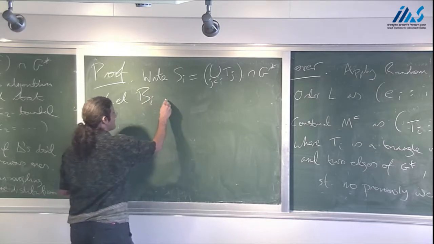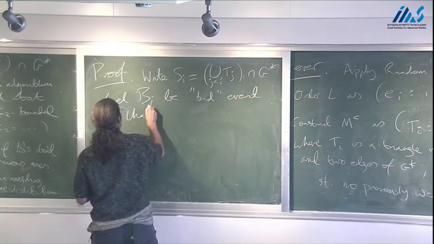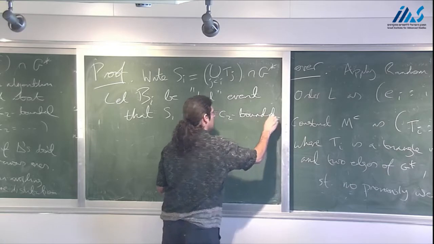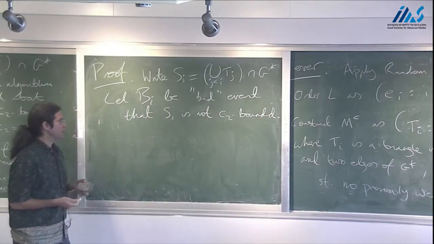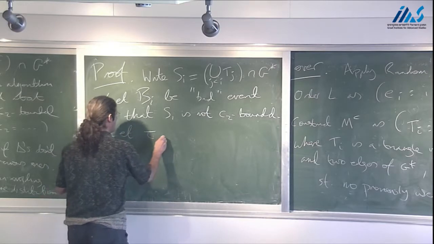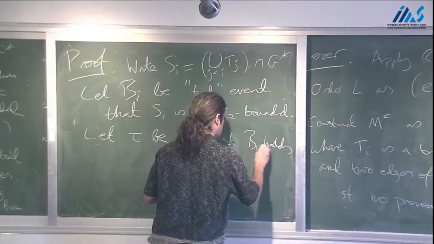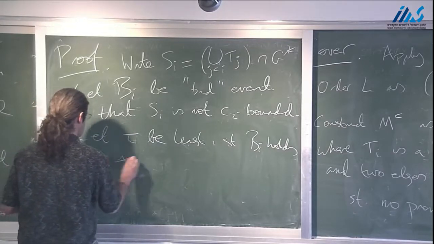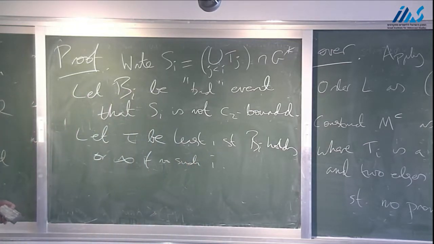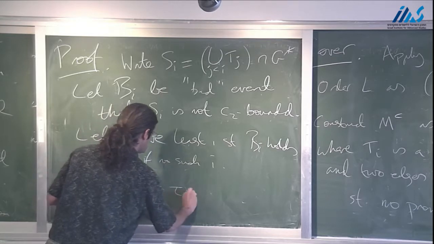Let B_I be the bad event that S_I is not C2 bounded. And let's consider the first time at which this event holds, or infinity if it doesn't. So let tau be the least I such that B_I holds, or infinity if no such I. Okay. So we want to prove that tau is infinity with high probability.